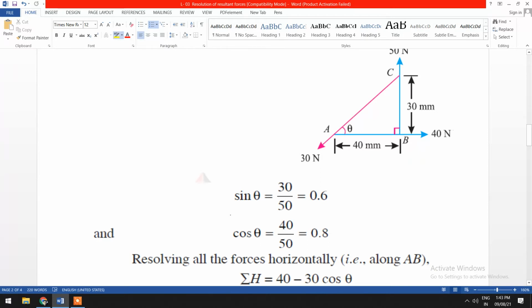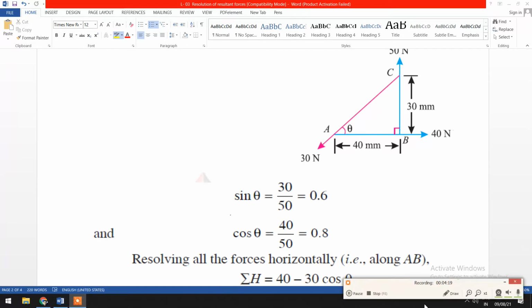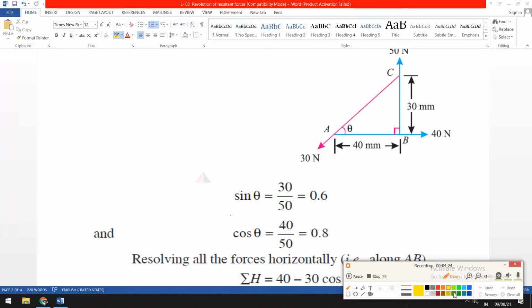After that, to find the value of sin theta, it is perpendicular by hypotenuse. Here the value of P is 30 mm and the value of AC we got is 50 mm. So sin theta is equal to 0.6. Similarly, to find the value of cos theta, we use cos theta is equal to base by hypotenuse, and here the base is 40 by 50, which gives 0.8.